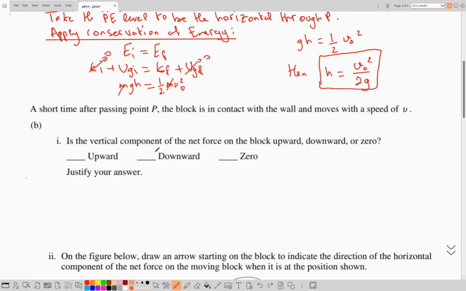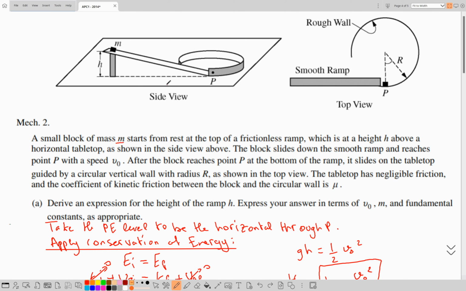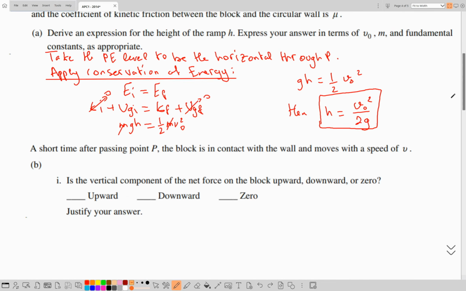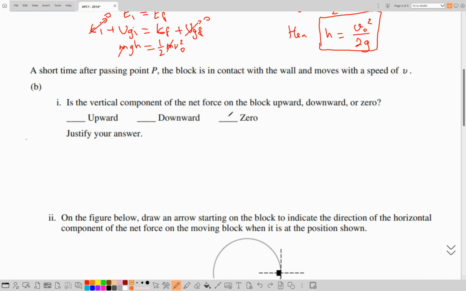In part B, idea 1: is the vertical component of the net force on the block upward, downward, or 0? Because the table is horizontal, there is no vertical acceleration, either down or up, whenever the block is moving along this circle. So the net force on the block is 0. The justification is not just to say the forces are balanced, meaning the pull of gravity and the normal push, or that there is no motion. The important thing is to mention that there is no acceleration along the vertical.